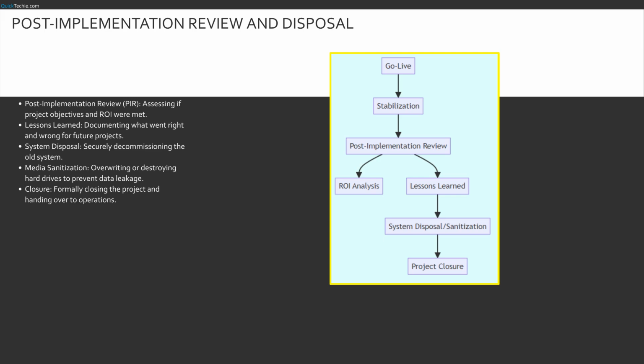Our final journey. We start at go live. We enter stabilization, fixing early bugs. Then we hold the post-implementation review. This splits into checking ROI and gathering lessons learned. These inputs lead us to the final act, system disposal and sanitization of the old gear. Finally, we reach project closure. The cycle is complete.